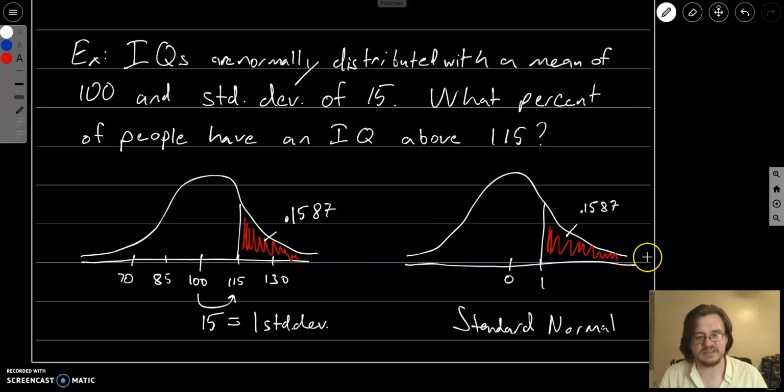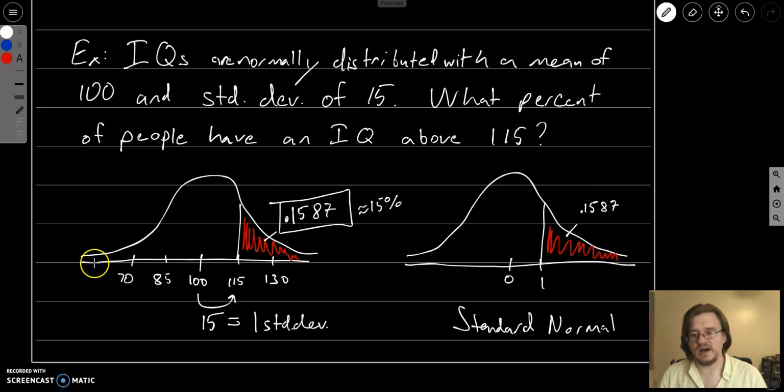These distributions have the same shape, so it's going to be the same area. So what percent of people have an IQ above 115? So 0.1587, or about 15%.